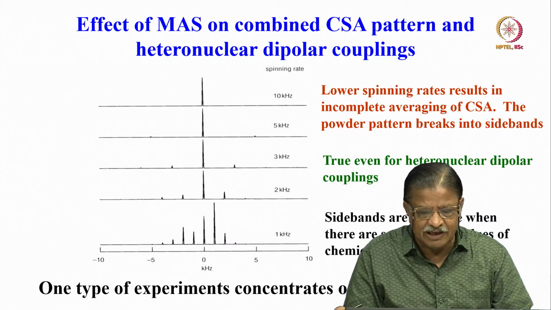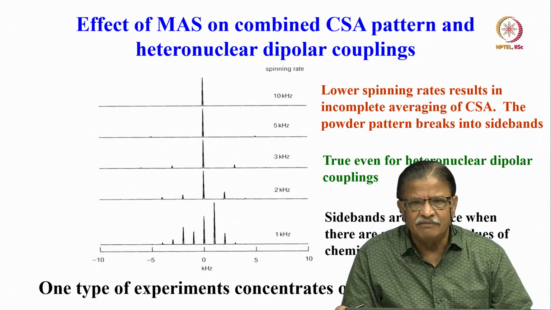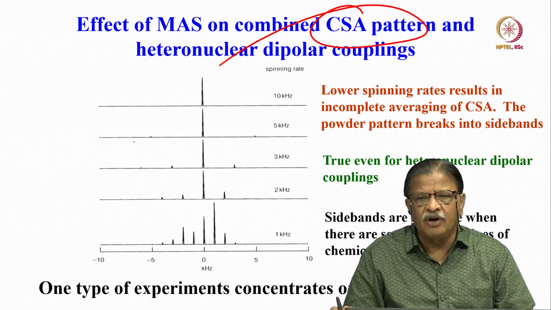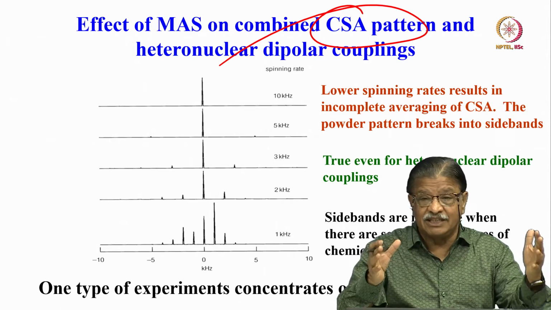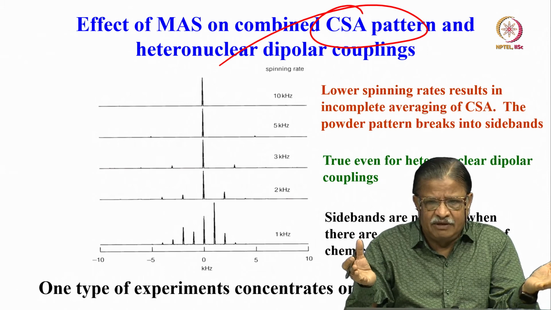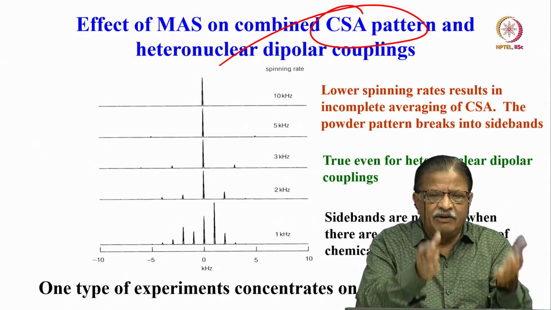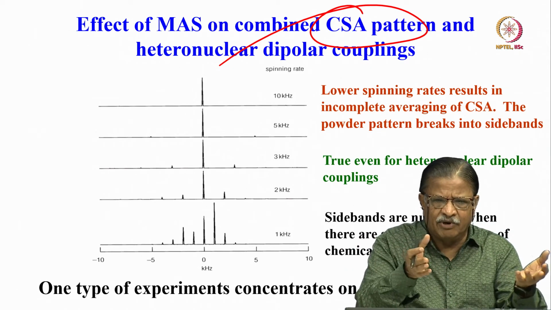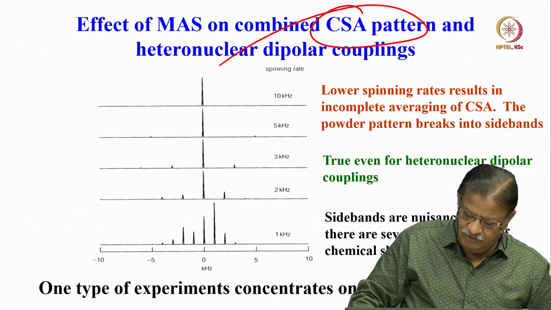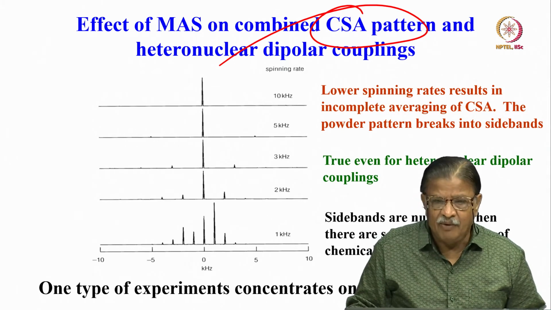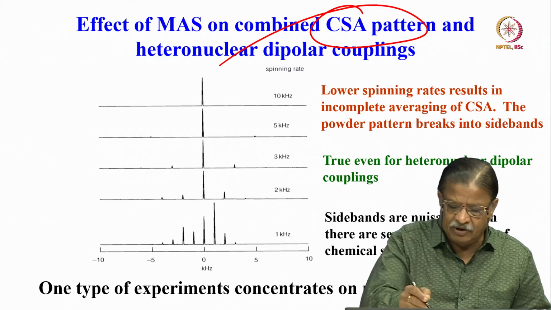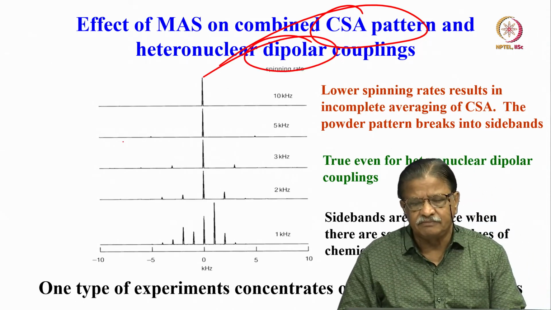So now if you want to see the effect of magic angle spinning on the combined chemical shift anisotropy pattern and also heteronuclear dipolar couplings, because in a system they are not two independent parameters, everything would be there. In a molecule you have CSA, you have heteronuclear dipolar coupling, homonuclear dipolar coupling, a variety of things. So we will see now, in an example like this, what happens when chemical shift anisotropy and heteronuclear dipolar coupling are both present.